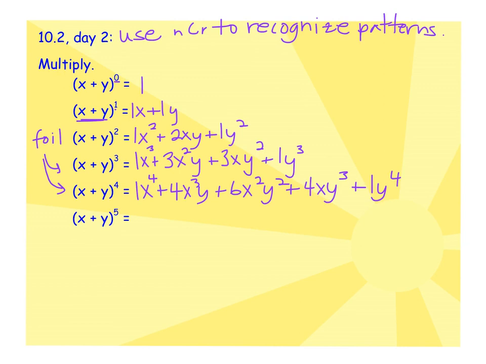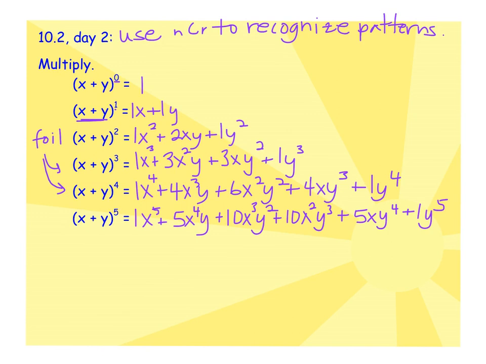If we multiplied x plus y 5 times, here's what we would have. Multiplying that parenthesis out 5 different times, we would end up with 1x to the fifth plus 5x to the fourth y plus 10x to the third y squared plus another 10x squared y to the third plus 5x times y to the fourth, and we'd end with 1y to the fifth. And that's the expansion.